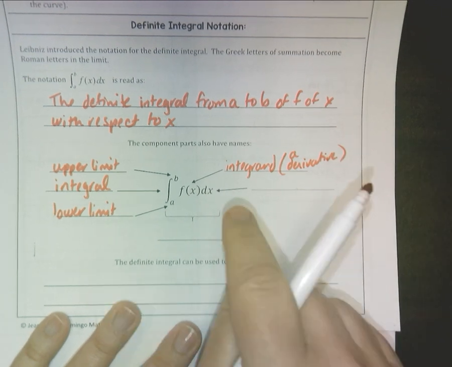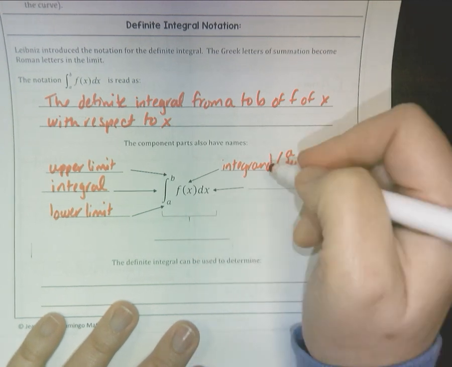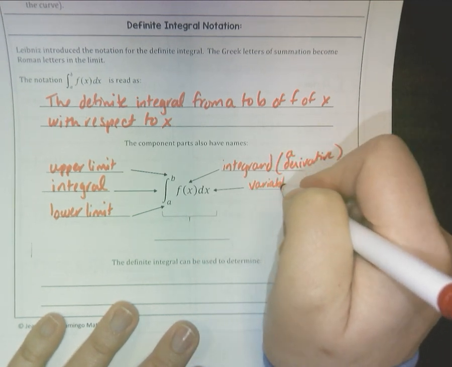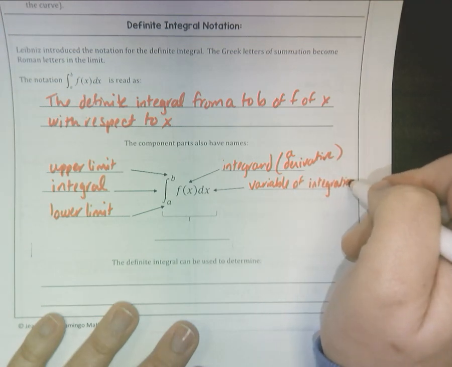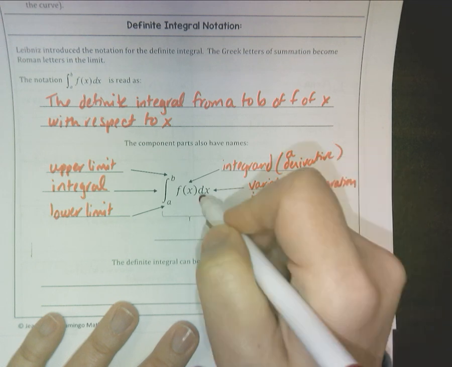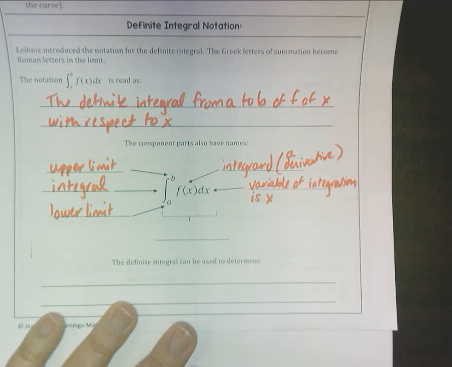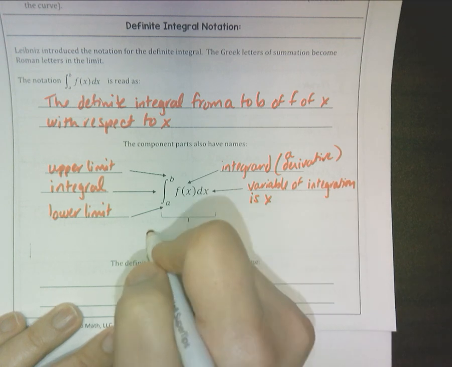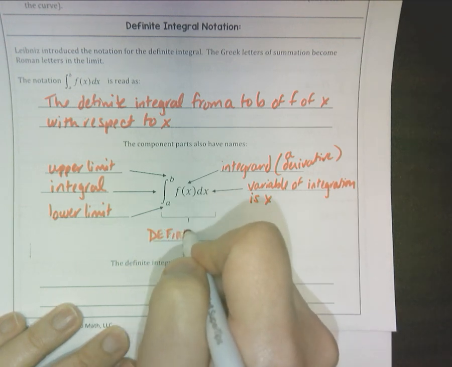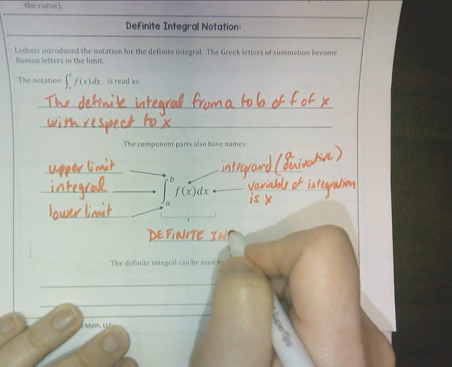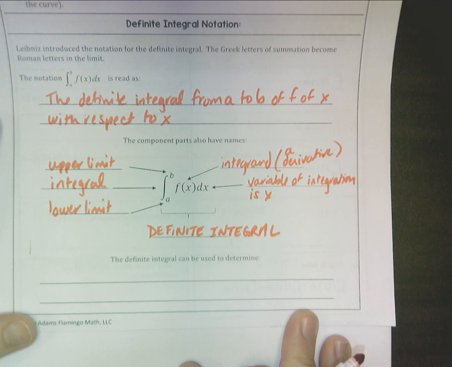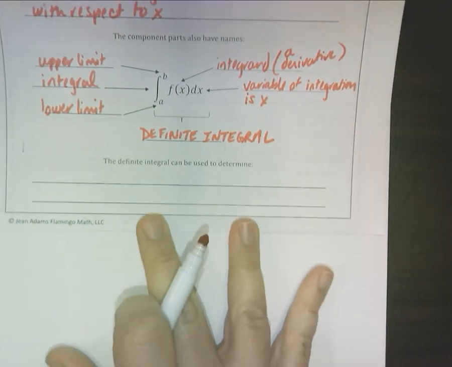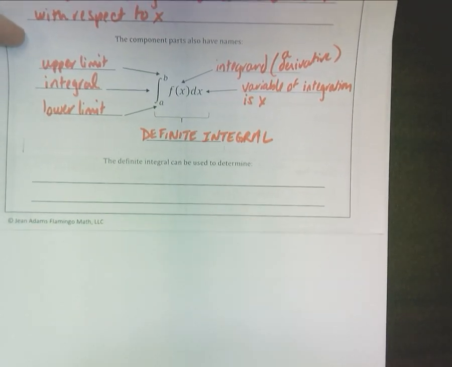And dx represents the variable of the integration, which in this case is x. It could be du, it could be dy, but this is known as your definite integral. Okay? And so the definite integral can be used to determine what we call net area.